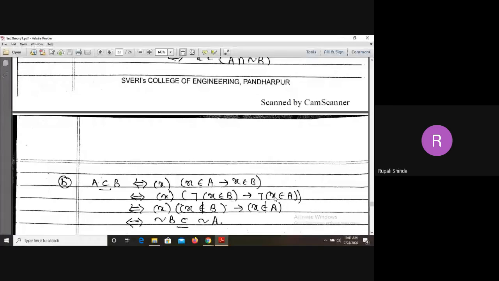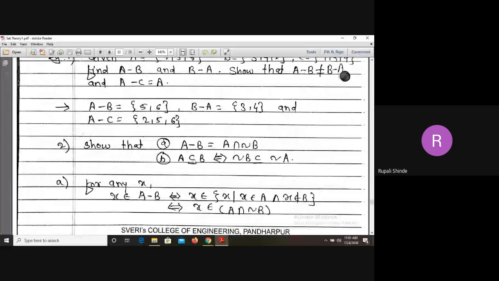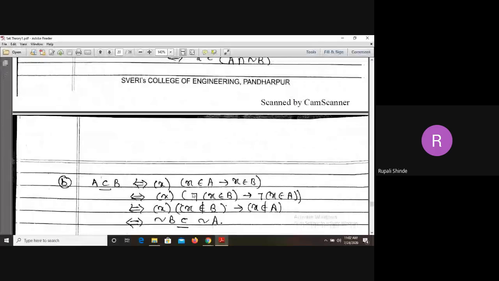Because what we have to prove here? A is subset of B. This is equivalent to negation of B subset negation of A. जे आता इथे B पहिल्यांदा आहे तर ती ऑर्डर रिव्हर्स करण्यासाठी आपल्याला निगेशन घ्यावं लागतंय. So negation of x belongs to B tends to negation of x belongs to A.